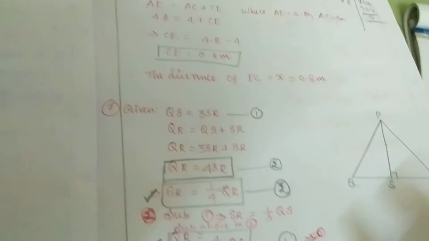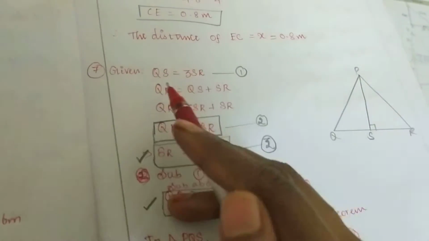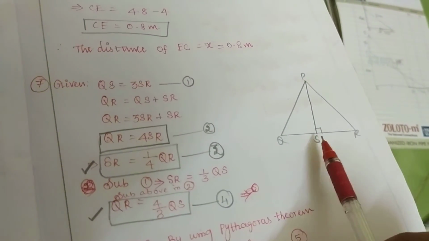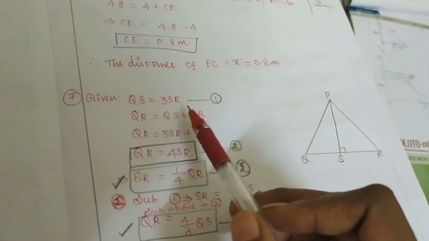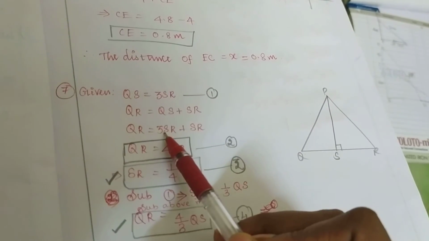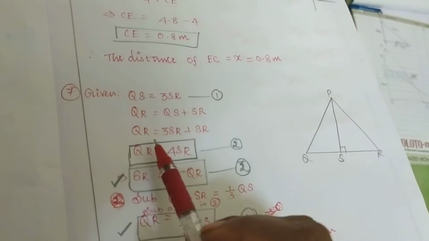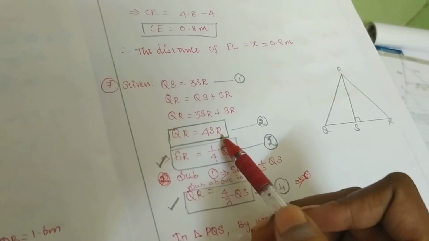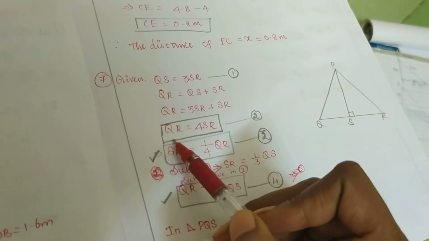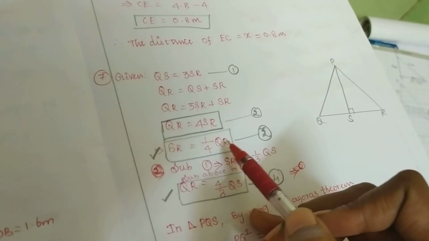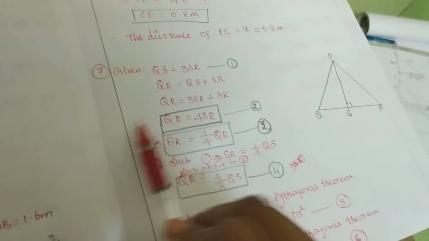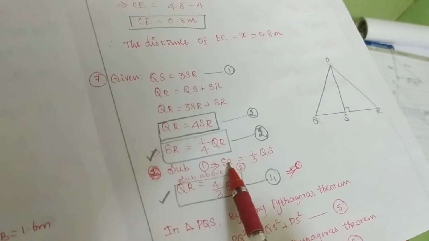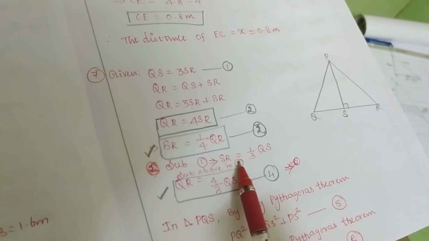One more time, I am repeating. This is the given value, the diagram as it is. Taking my base QR, QS plus SR, and substituting QS as 3 times SR, I have 4 times SR. This 4 moves across, so SR is equal to 1 by 4 times QR. That is my value.